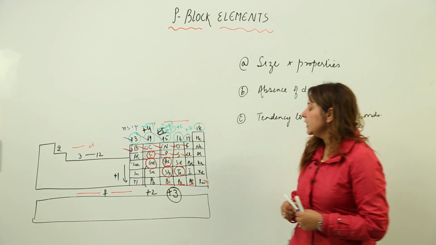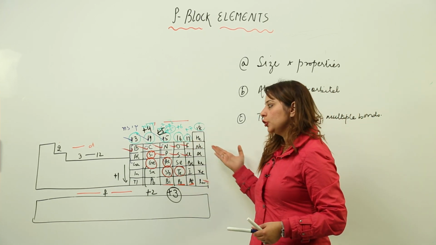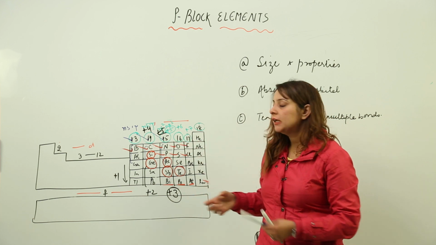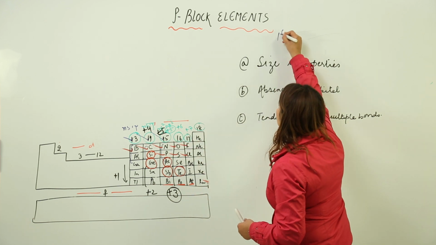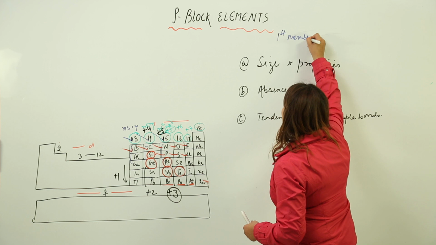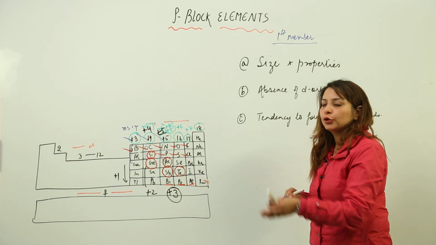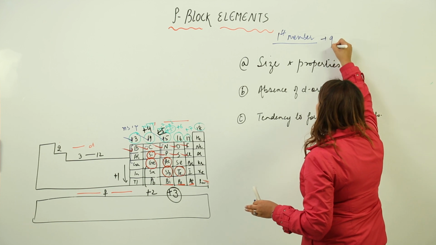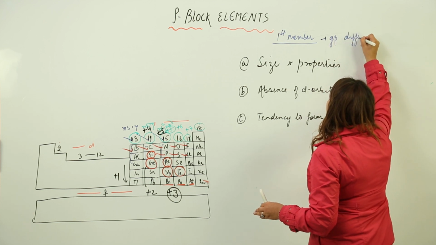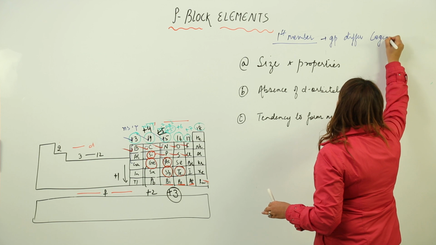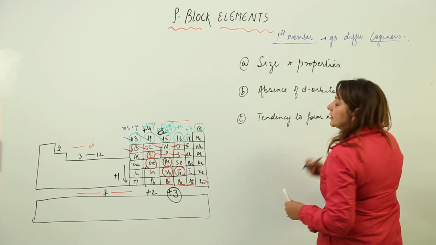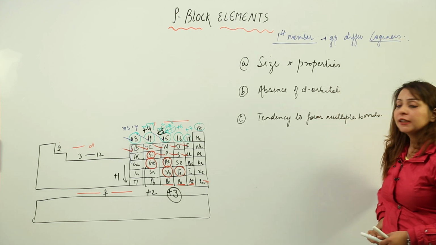Now what we have seen is that if we talk about these groups, that is from 13 to 18, the first member, that means the main member or you can say the leading member of the group, differs from its congeners. Differs from its congeners, that means differs from the rest of the members of the family. Then what is the reason?